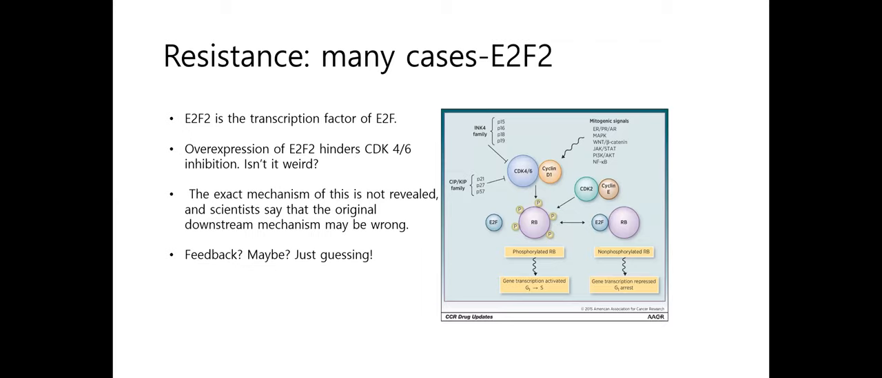First of all, let me talk about E2F2. As you know, when the RB protein is phosphorylated, E2F cuts its bind with RB, and then the cell can go to S phase. E2F2 is a transcription factor of the E2F family. Overexpression of E2F2 hinders CDK4/6 inhibitors, but this is really weird, because usually getting out of G1 and getting into S phase is the downstream mechanism, which starts from CDK4/6 cyclin D1 and then goes to phosphorylation of RB.